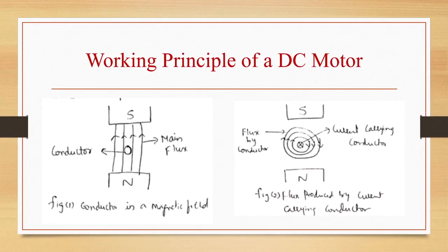I hope this is clear to everyone. What we are doing here: the first diagram is showing a conductor placed in a magnetic field, and this is the main flux produced by the machine, that is between north and south poles. Flux will be produced, and in that flux the conductor is placed. The second diagram is showing that we are giving current to the armature conductor, and flux will be produced. The direction of current is away from the observer, and accordingly the direction of flux will be clockwise. This diagram is showing a current carrying conductor and the flux produced by it.